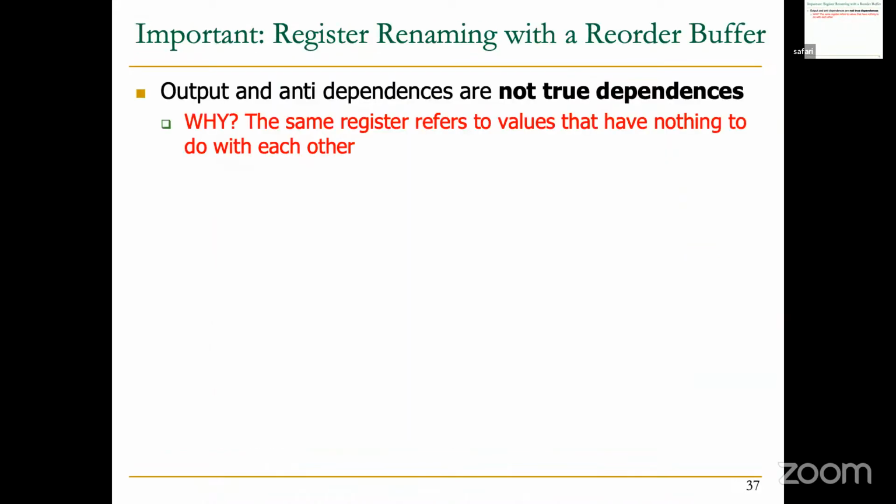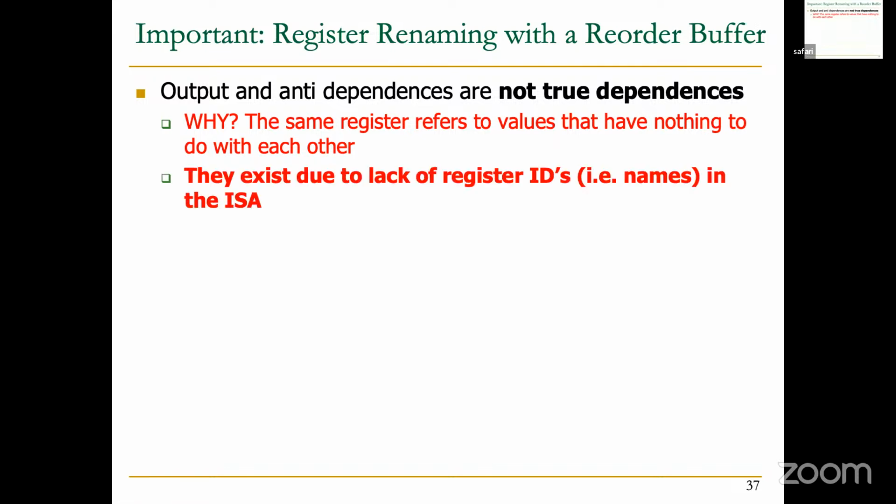Okay, so basically, one of the major concepts that we've covered today is this register renaming with a reorder buffer. I want to emphasize this a little bit more because this is going to be very important tomorrow. What we've done is output and anti-dependencies. If you remember them, we're going to look at them in the next slide also. They're not true dependencies. The same register refers to values that have nothing to do with each other. And the main reason why this happens is because you don't have enough register IDs in the ISA.